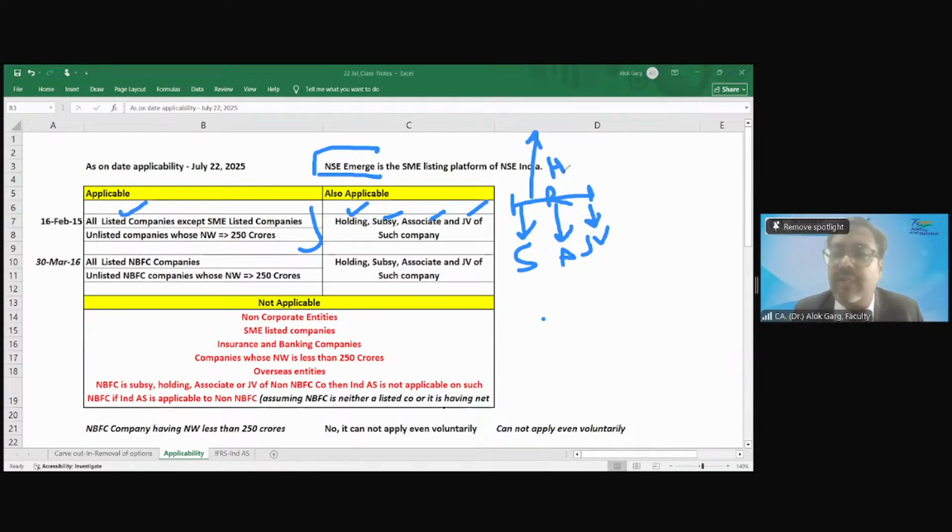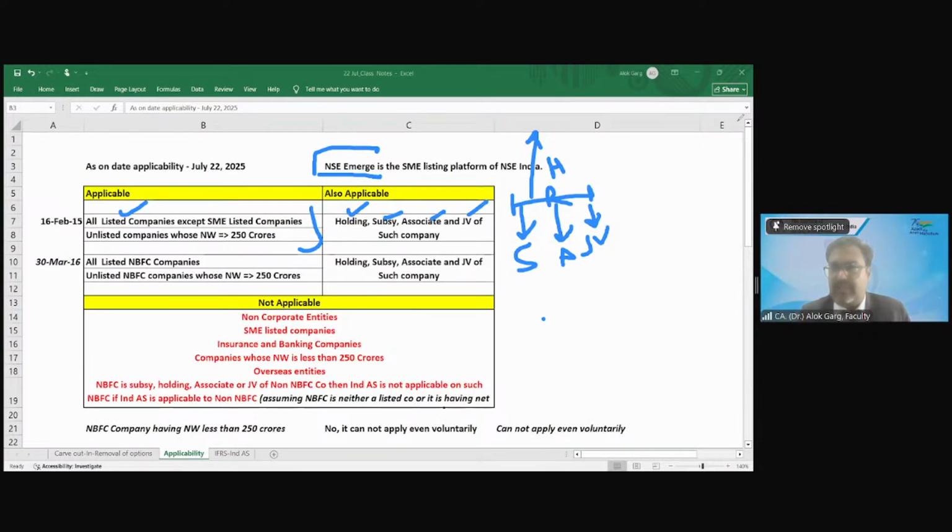Like Bharti Airtel has a holding company, Bharti Enterprises Private Limited. Since Bharti Airtel is a listed company, Ind AS is applicable, so it will be automatically applicable to the holding company of Bharti Airtel, which is Bharti Enterprises Private Limited. Ind AS is automatically applicable to the subsidiary, associate, and joint venture of Bharti Airtel Limited, and of Reliance Industries Limited. Is that clear to all of you? Yes or no?